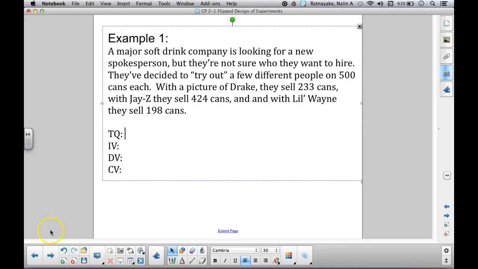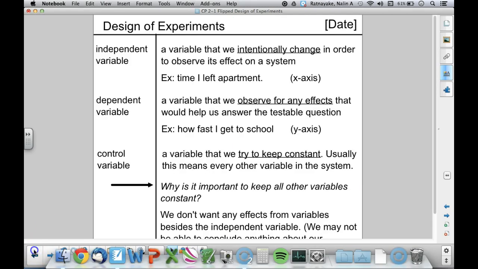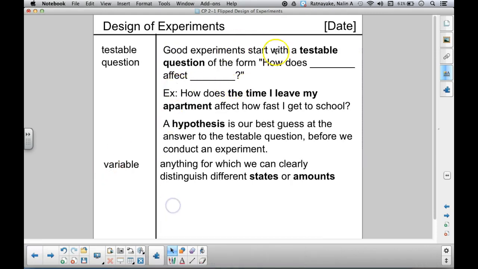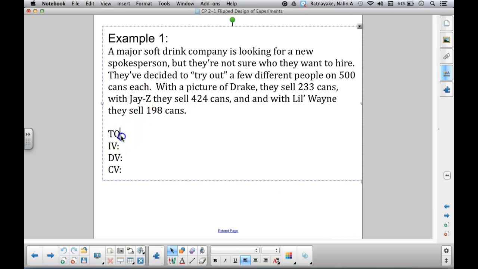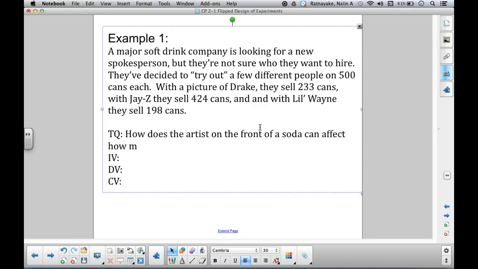So, a testable question, remember, we want to ask a question of the form, how does blank affect blank? At least for now, that's going to help us make good testable questions. In this case, there are a few different ways you could have written it. I would write, how does the artist on the front of a soda can affect how many cans are sold? That is a testable question.